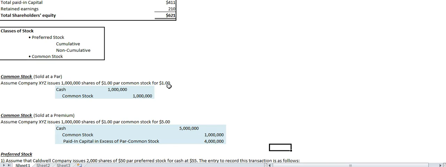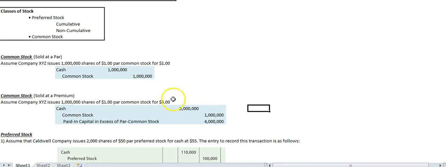That very rarely happens. Most of the time, the stocks are sold at much higher than their par value. And par value is simply just a number that companies come up with. In this case, $1. That's used a lot, and you're going to see it a lot in the examples. So in this case, they sold it at par. So you have cash of 1 million because the company sold 1 million shares at $1, and common stock of 1 million, right?